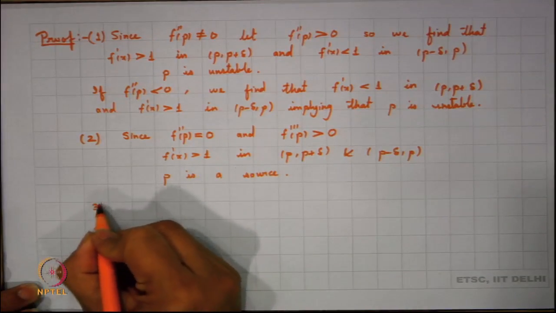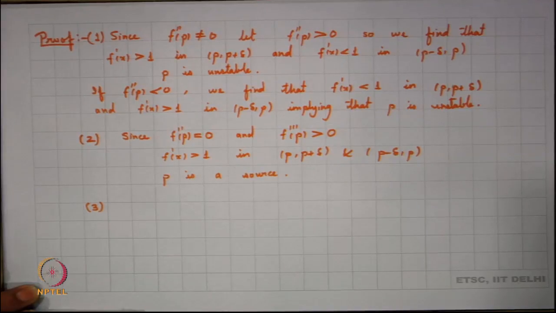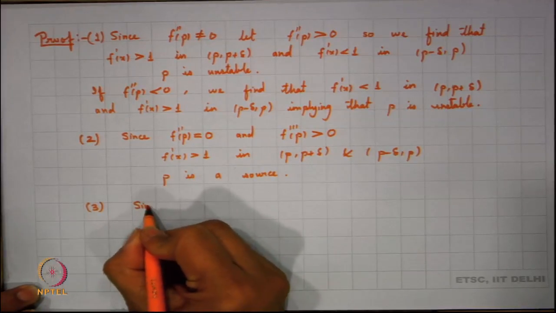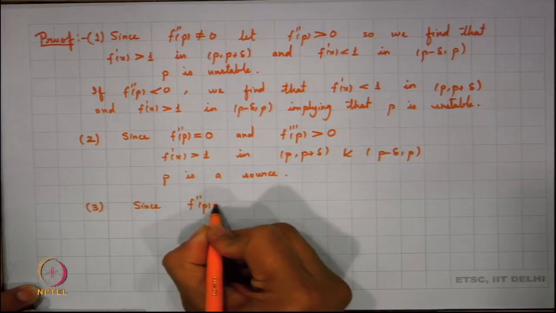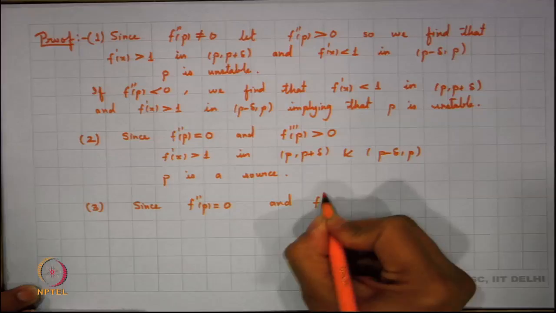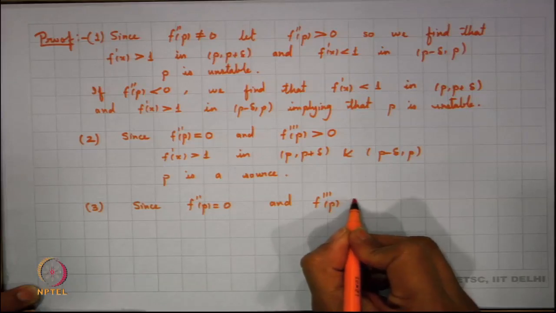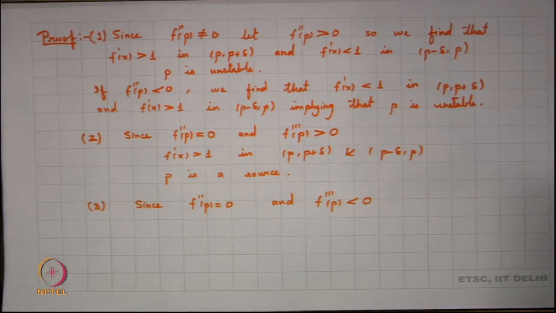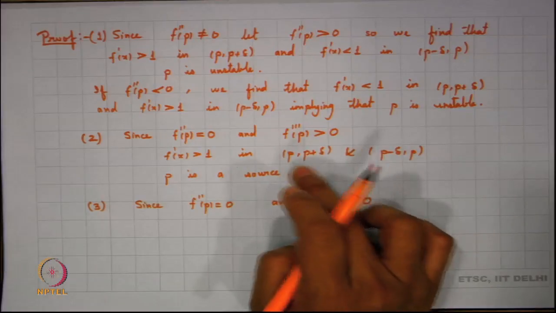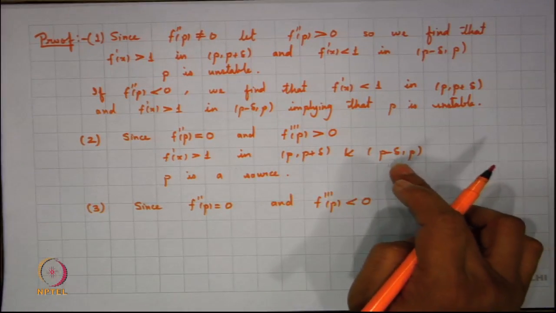If I look into my third case, what happens? In the third case, again I have f double prime p is 0 and f triple prime p is less than 0. Now, f triple prime p less than 0 tells you that f double prime is decreasing in the neighborhood of p, which means that f double prime is greater than 0 in p minus delta and less than 0 in p plus delta.